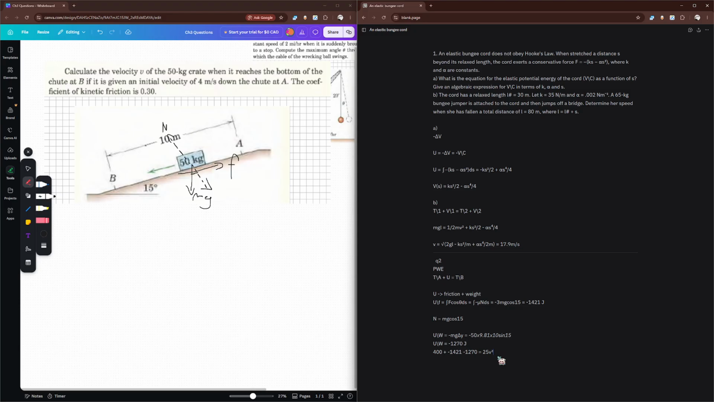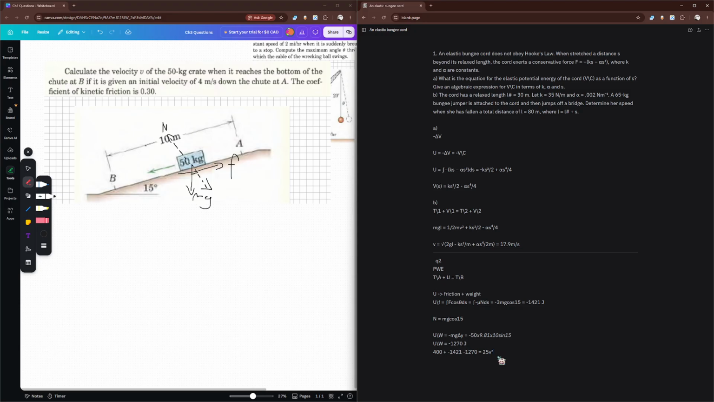The negatives would have canceled out, of course. I think I made a mistake here. There was a mistake made. Okay, so what did I screw up here?